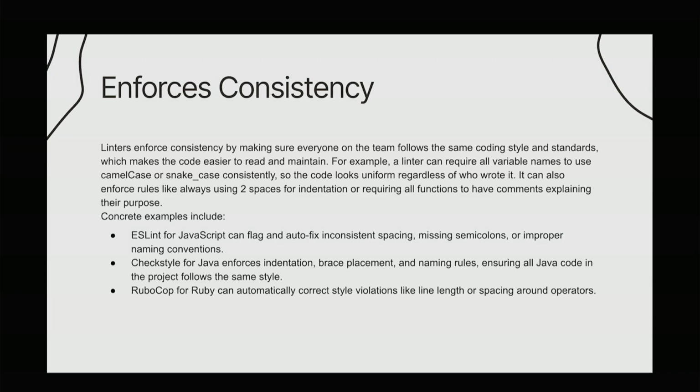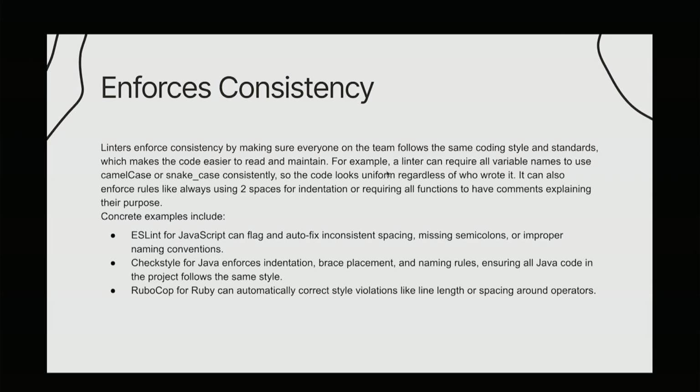Most commonly, if you are writing JavaScript, you will see ESLint. I guess most people use it for JS to auto-fix spacing, semicolons, and naming conventions. If you're using Java, I'm not sure, maybe you're using Checkstyle. It does a similar thing to ensure that if you have defined rules in the company, you make sure the code follows the company's style. And RuboCop for Ruby. There's also more in different languages that help you do something like that.